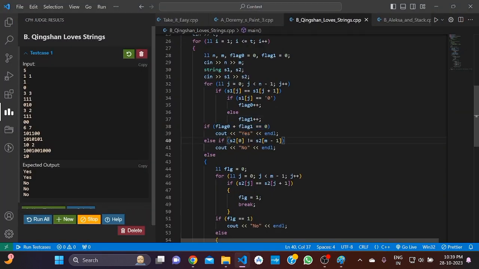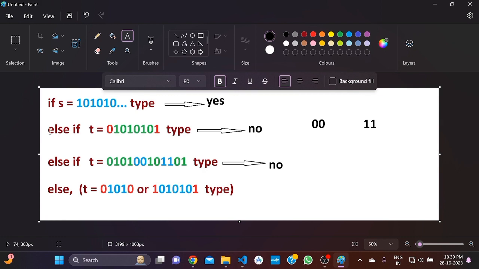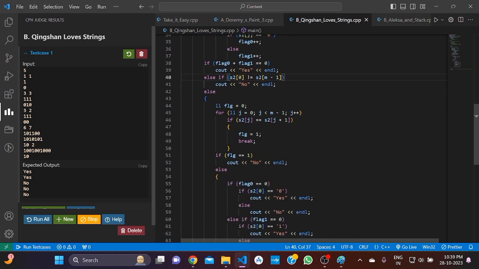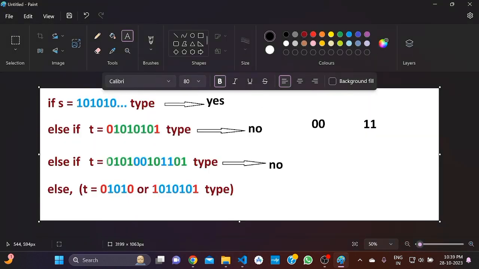Else if the second string's first character and second string's last character are unequal, then you have to print no. This is the second one. Okay. Now in the else, we are going to check whether this T string has repeating characters or not. Suppose 0 0 or 1 1.